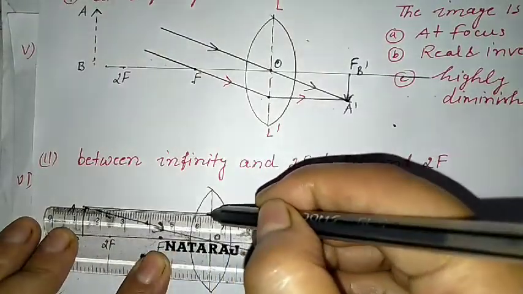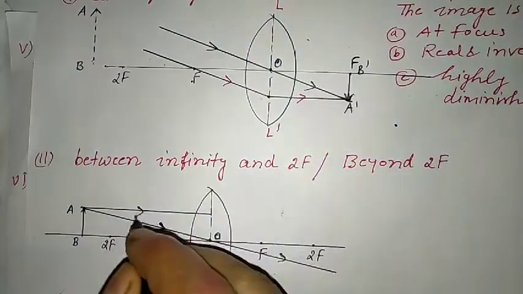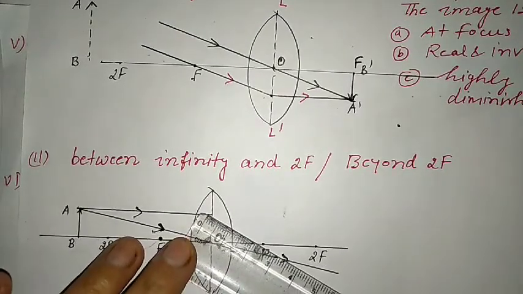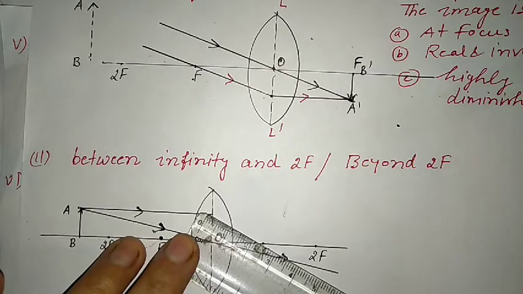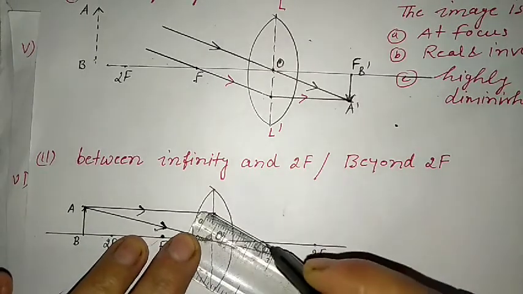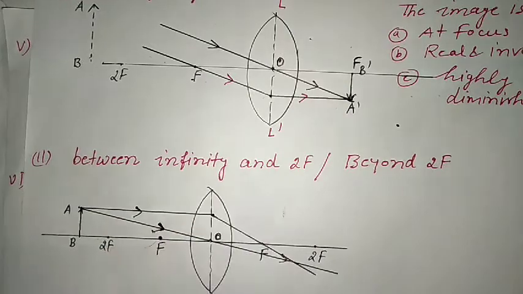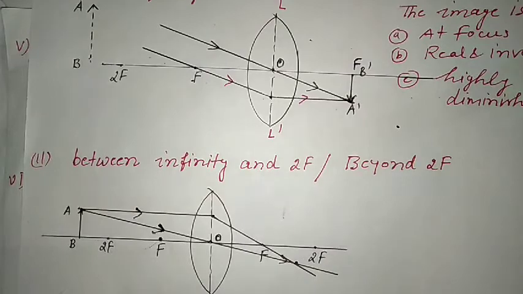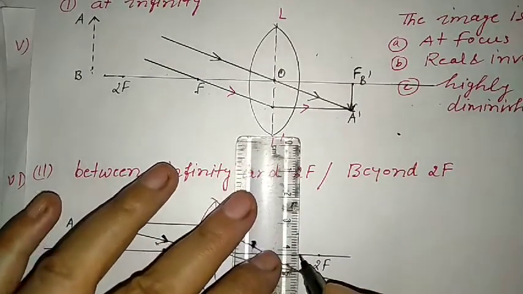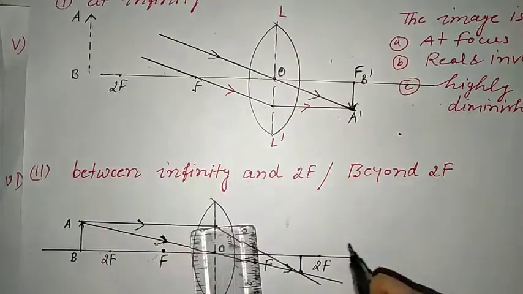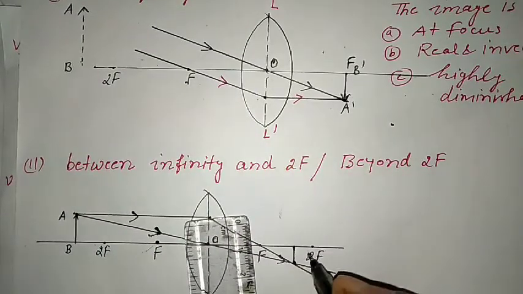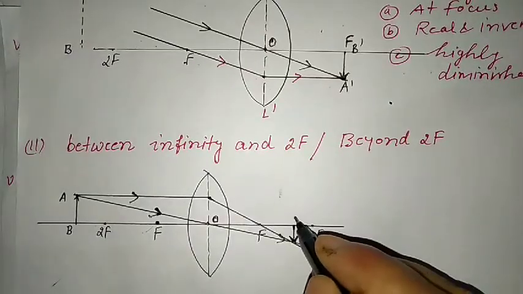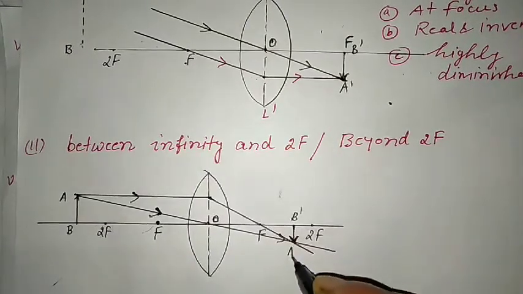This is parallel to the principal axis. After refraction, it will pass through the focus, like this. So they will meet each other, intersect each other. This will be the position of the image. Suppose this one is B dash and this one is A dash.